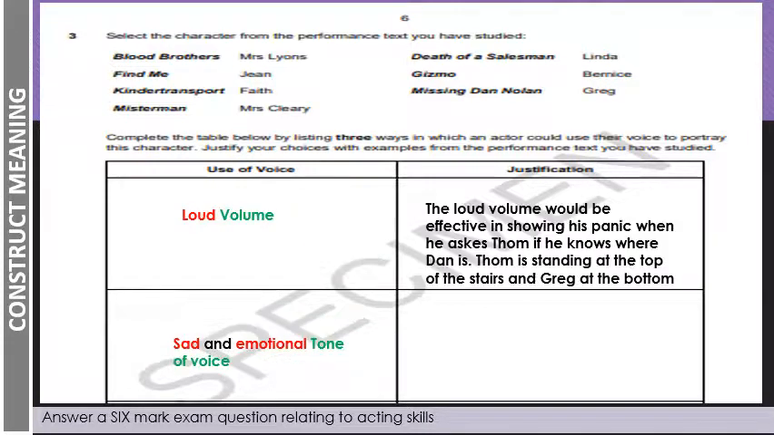So having a look at my justification then, I've given you one example. So my use of voice is a loud volume. Now I need to justify this. The loud volume would be effective in showing his panic when he asks Tom if he knows where Dan is. Tom is standing at the top of the stairs and Greg at the bottom. That is absolutely perfect as a justification. I would receive 1 mark for the loud volume, 1 mark for the justification. I've got 2 marks, okay?